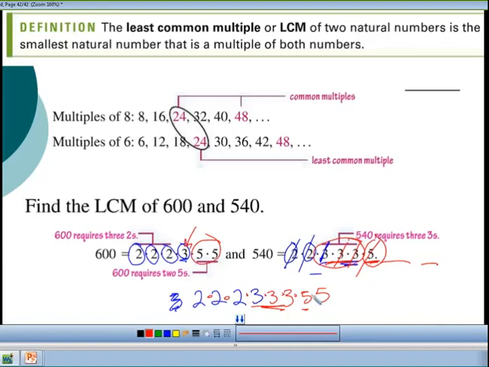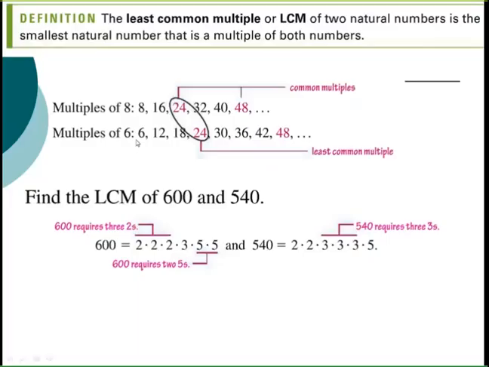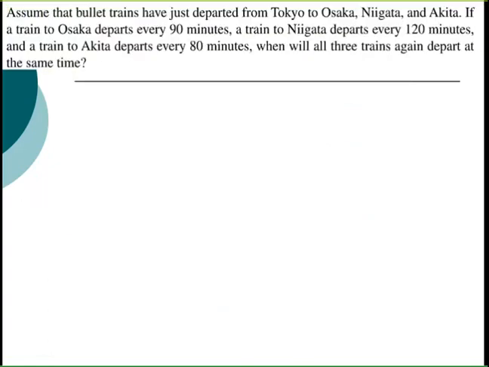if I combine them and take a balance of both of them, this is what I would need for each number to be the same. And so if I actually multiplied those out, that would give me my least common multiple of 600 and 540. And if I multiply that out, I get 5,400. And that is your least common multiple of 600 and 540.